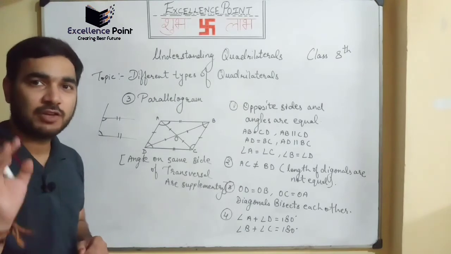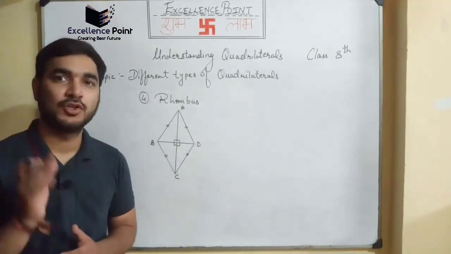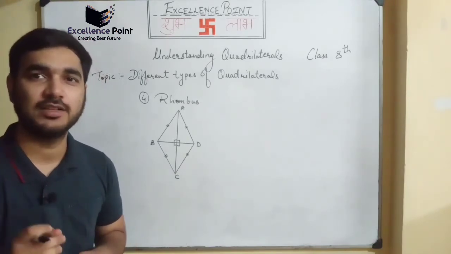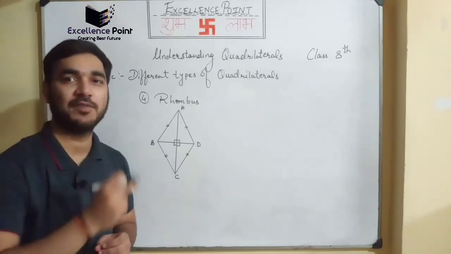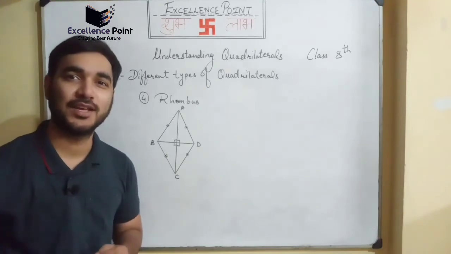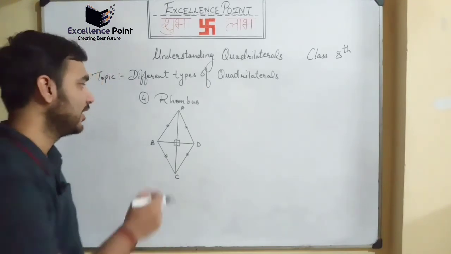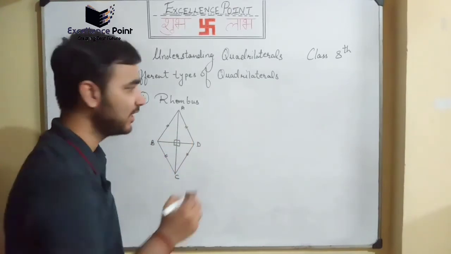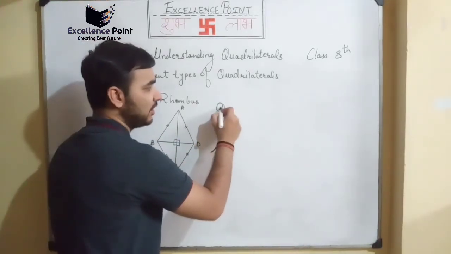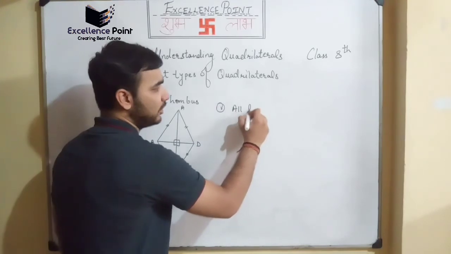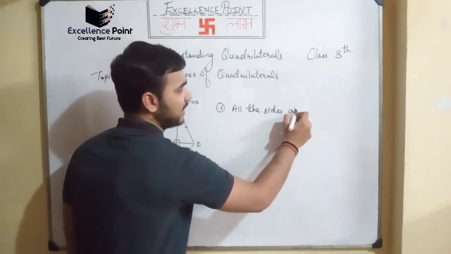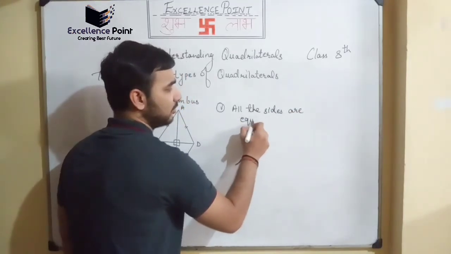Now coming back to the fourth quadrilateral. Students, our fourth figure is a rhombus, which is also very important. Why is this important? Because this type of figure is generally used for making sweets. Yes, you are correct. Now you will observe that all the sides of a rhombus are equal. So the very first property says that all the sides are equal.